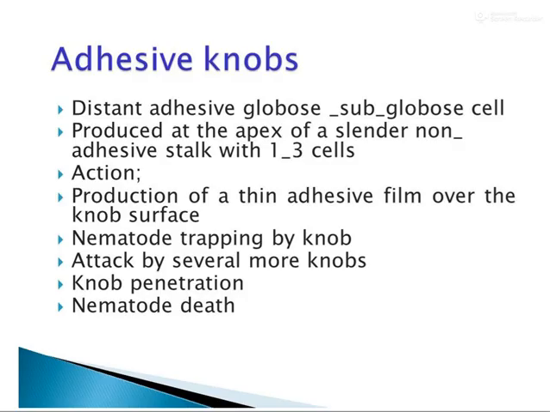Now coming to the next one, the adhesive knobs. Just remember the knob-like structures or the door knobs. You can remember that. And what are these adhesive knobs? They are usually distinct adhesive globose or subglobose cells which have been produced by certain fungi, and their main action is the production of a thin adhesive film over the knob surface, and so the nematodes will get trapped by the knob. And you can see that the nematodes can be attacked by several knobs, and knob penetration and nematode death can be brought about.